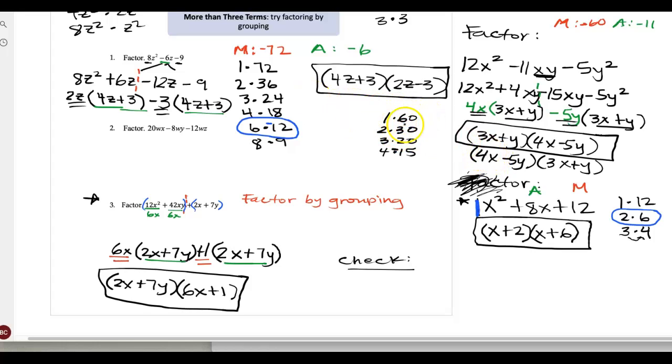If we had like 1 times 60, that's the same thing as 60 times 1, right? It doesn't matter with multiplication the order that we write it in. So as long as that whole thing, the 3x plus y, is first and then the 4x minus 5y is second, or the other way around, either one is perfectly fine, and one is not more correct than the other either. So I want to make sure that that's very clear to you.